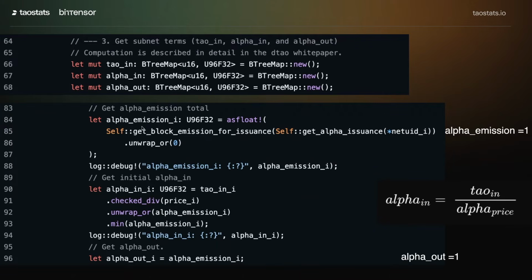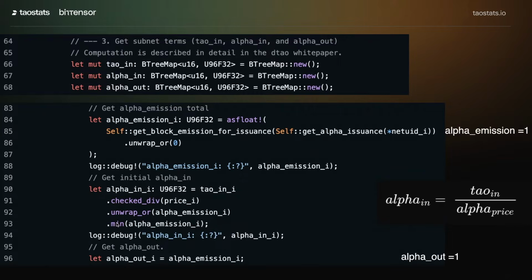We're now ready to do our alpha in and our alpha out. Alpha emission is again 1. So we're going to pull out the emission of alpha, which is 1 right now. At the alpha halving, it'll go down to a half, et cetera. So alpha in is defined as tau in divided by the alpha price. So we take tau in and do that checked division by the alpha price, just to make sure we're not dividing by 0. And that's going to give us our alpha in.